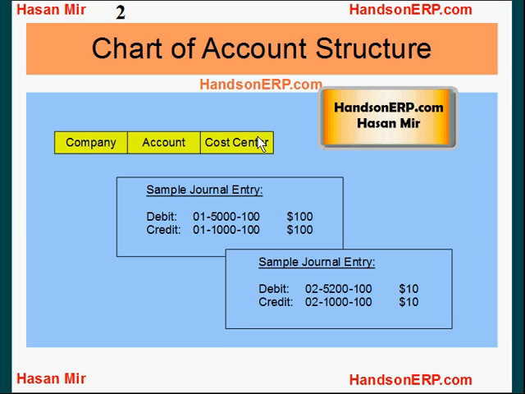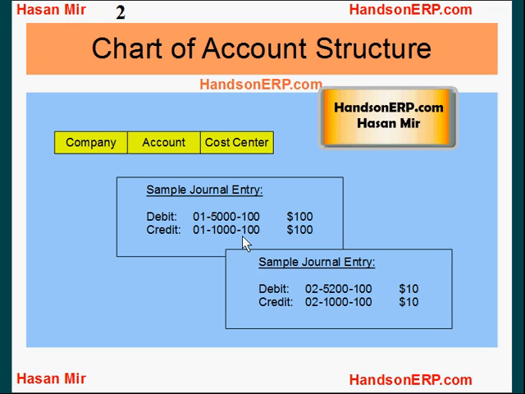Now, coming back to the chart of account structure discussion, in a typical accounting software, you will simply debit a certain account and credit maybe another account. Account numbers are representing different items. For example, office supplies could be represented by account 5000, cash could be represented by account 1000. So debiting account 5000 means you're increasing your office supplies expense. Crediting account number 1000 means you are reducing your cash by certain dollars. So in a typical accounting software, you will debit certain account and credit certain account.